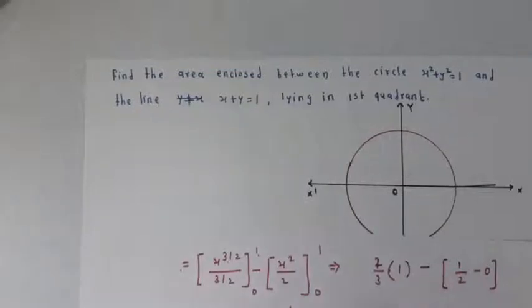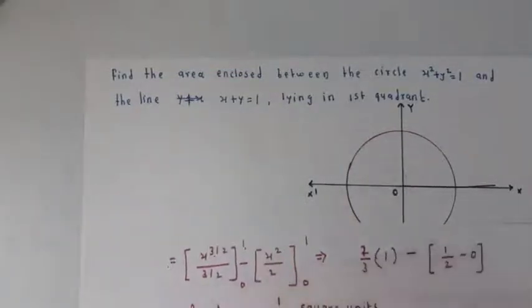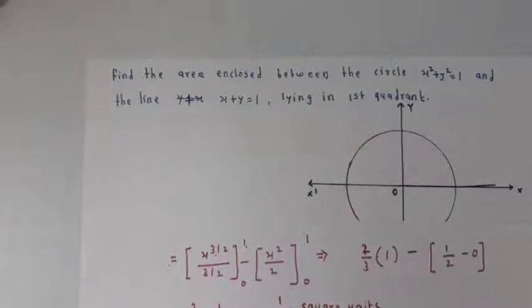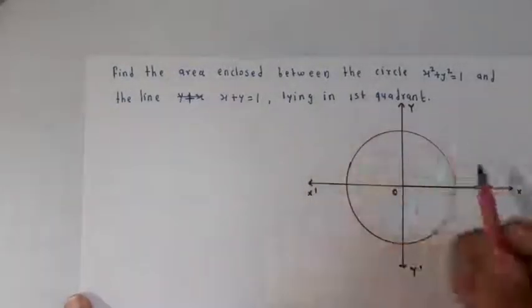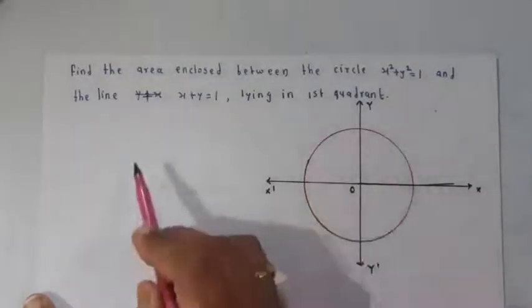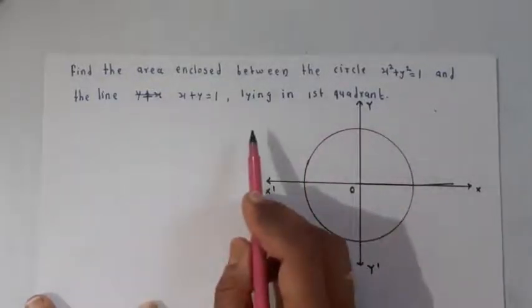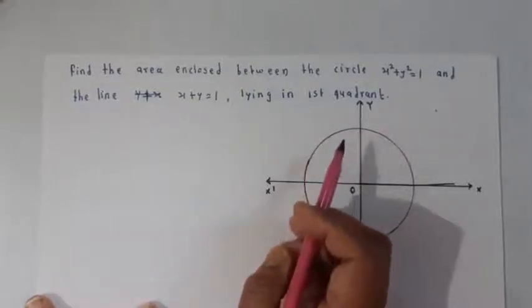Now let us take another example. The example is that find the area enclosed between the circle x square plus y square equal to 1 and the line x plus y equal to 1 lying in the first quadrant.